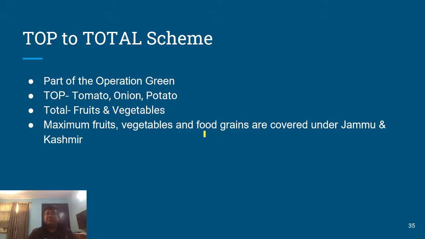Maximum fruits, vegetables, and food grains are covered under Jammu and Kashmir. Jammu and Kashmir was denied this scheme for a while due to certain, shall we say, differences in political systems. But now Jammu and Kashmir has been fully integrated with the Indian laws, and thus the scheme is applicable to the particular union territory.